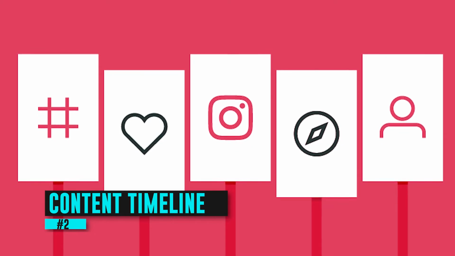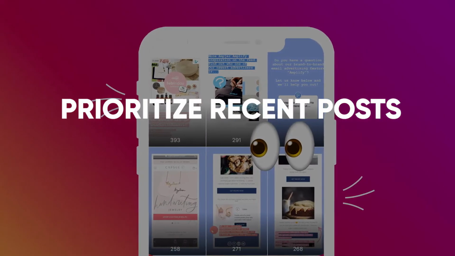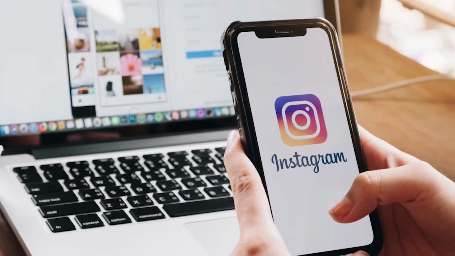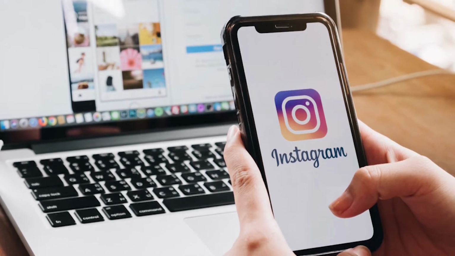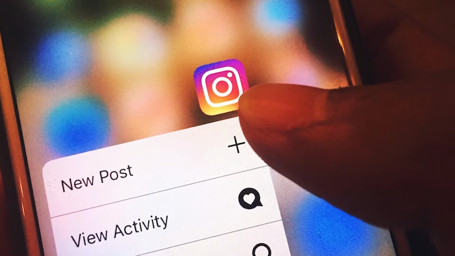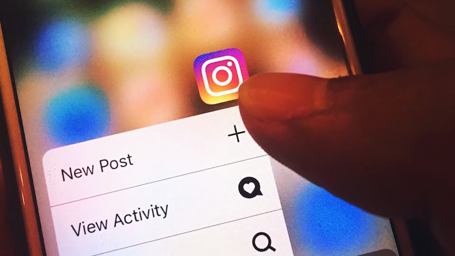Number 2, content timeline. Similar to many other social platforms, the Instagram algorithm also prioritizes recent posts over old ones. Although your audience may see all your posts in their feed, the algorithm is likely to rank the newest ones higher. So if you're a brand, this is a good tactic to increase your engagement.